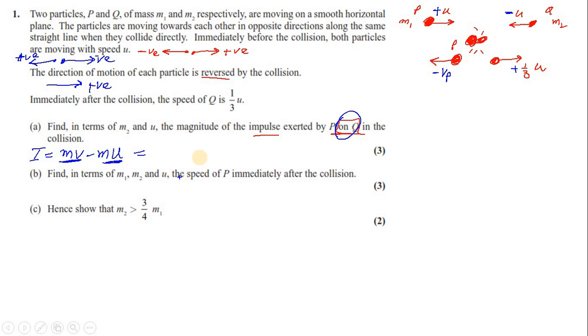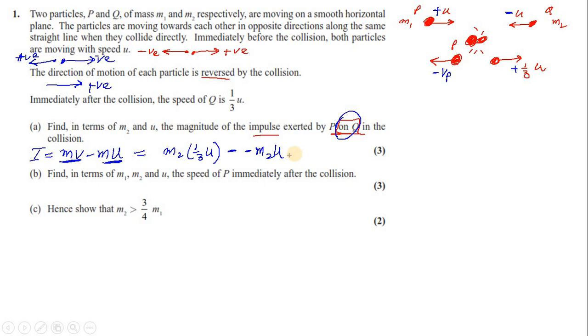So you can write the final momentum of Q, where you can see that the final velocity is plus 1/3 of u, and the mass is m2. So the final momentum will be positive m2 times 1/3 of u. This is the final momentum of particle Q, minus the initial momentum of particle Q, and the initial momentum of particle Q is taken as negative. So you can say that it should be minus minus m2u, and this minus minus becomes positive.